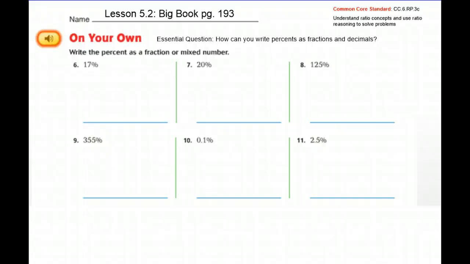Good evening, class. We're going to be looking at lesson 5.2, which goes with the big book page 193. This lesson, chapter 5, is going to focus on the central question of how we can actually write percents as fractions and decimals. So let's look at our first set of directions. The first set of directions has us write the percent as a fraction or a mixed number.